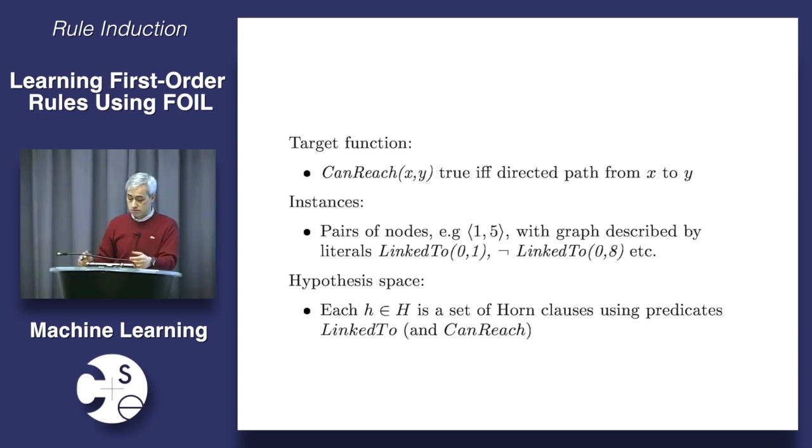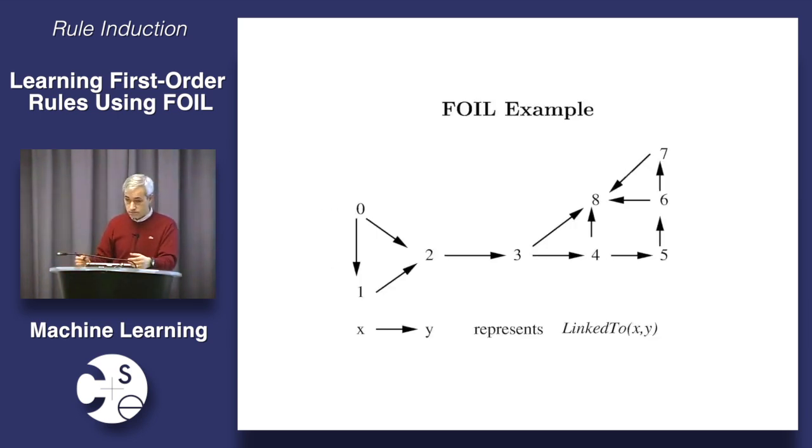X, Y, and can reach. Sorry, X, Y, and link to. Right, so I'm trying to predict can reach from link to. I can reach A from B if A is linked to something and something is linked to B, right? So I'm going to try to build rules that predict can reach in terms of link to. Anything else?